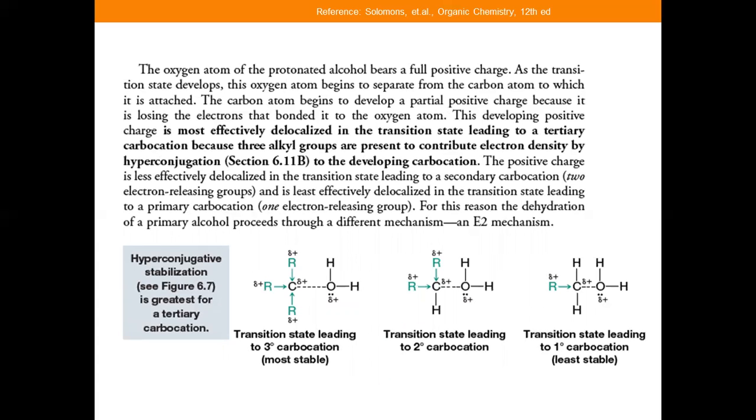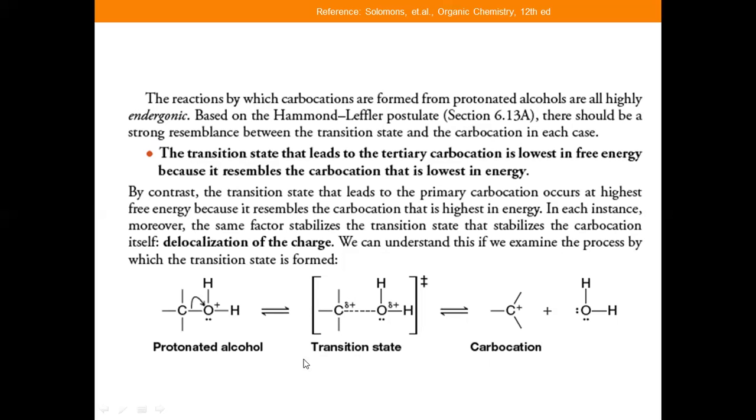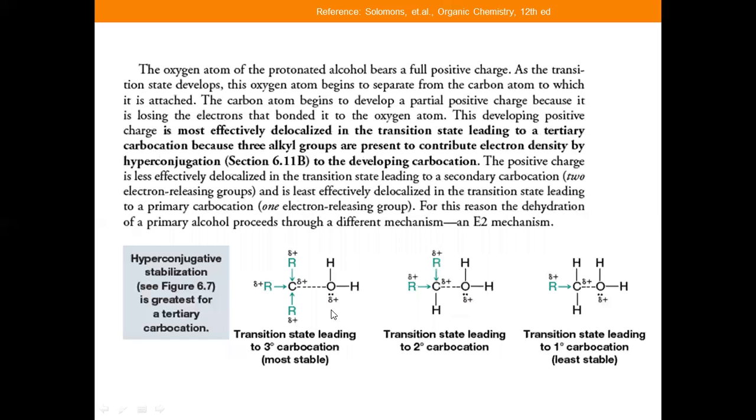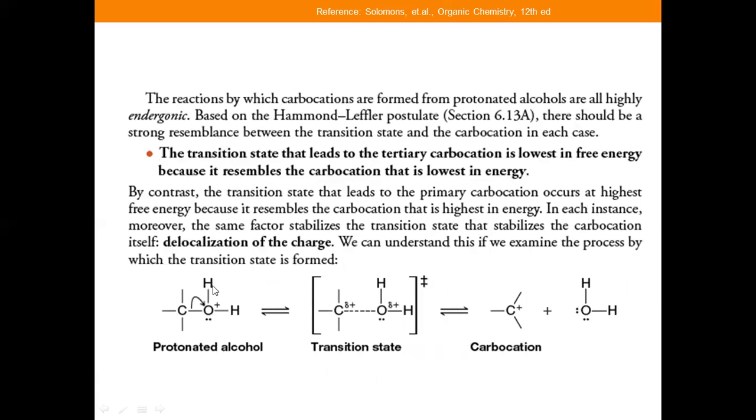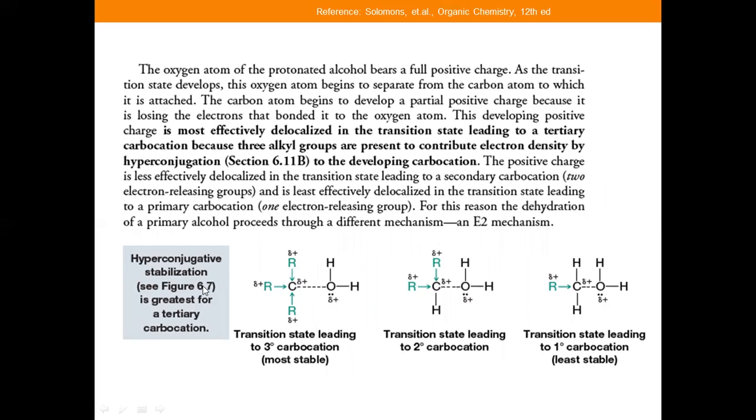And there are ways to stabilize the developing positive center in our transition state. So when the water, HOH, protonated alcohol, leaves, there is a developing partial positive charge on the carbon, so there should be ways to stabilize the partial positive charge. And one way to stabilize that one is the hyperconjugation stabilization. So what is that hyperconjugation stabilization? The more alkyl groups are situated to your carbocation, the more you will have our hyperconjugation effect.